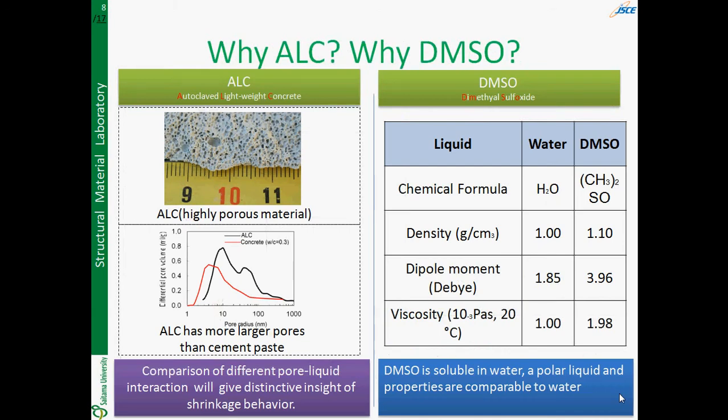You may ask why we chose ALC and why DMSO. ALC stands for autoclave lightweight concrete. This material is now widely used in construction, especially for purpose of heat and sound insulation. ALC is highly porous and has more volume of larger pores as can be seen in the graph. Similarly, DMSO was used as saturating liquid because it has similar properties to water like viscosity and polarity and it readily dissolves in water.